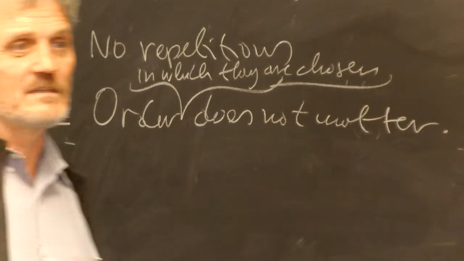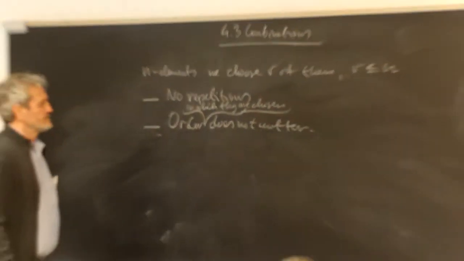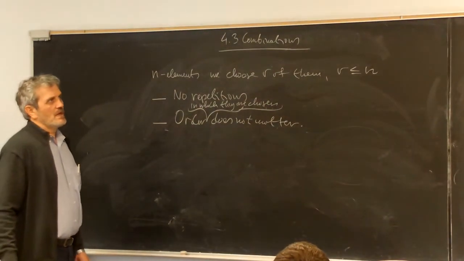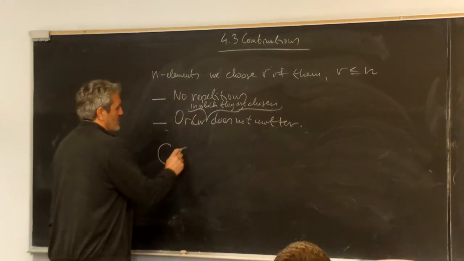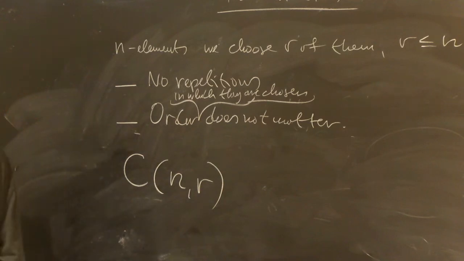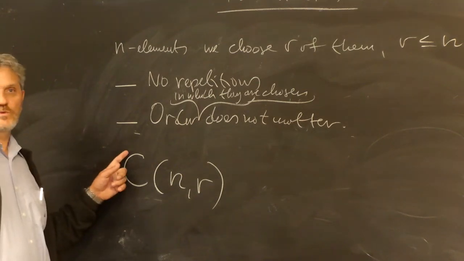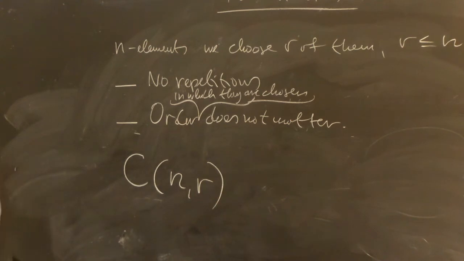Order is important, but order of choosing. The symbol for combination, I mean the number of combinations, will be C(n,r). And later on you will see next week, we'll study combinations with repetition, then we'll just put the bar above it, and that will tell us that the repetitions are allowed.